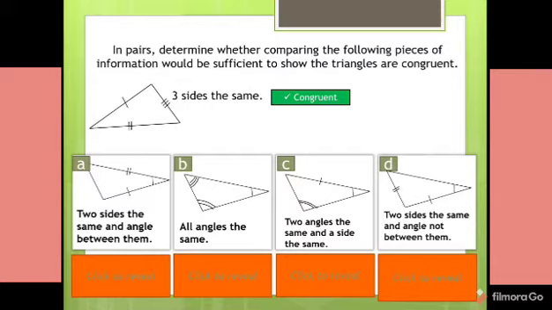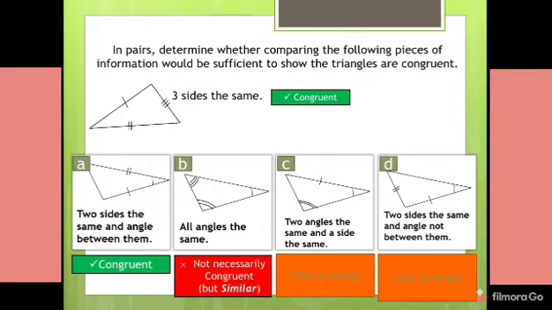Like in the first illustration, the three sides are the same. Of course, that could be congruent. Now let's check the two sides the same and the angle between them. Let's check this one out. Yes, that can still be congruent. How about all the angles the same? Well, not necessarily congruent, but they can be similar.